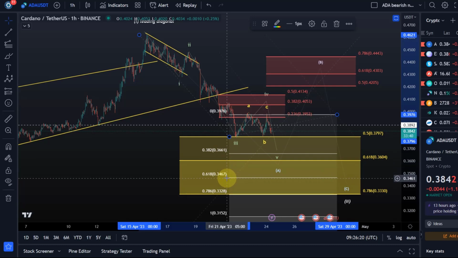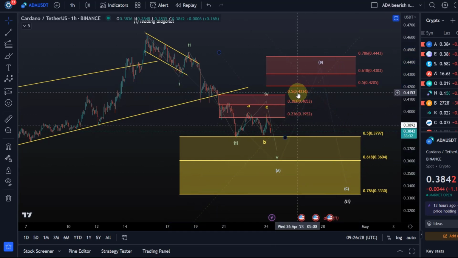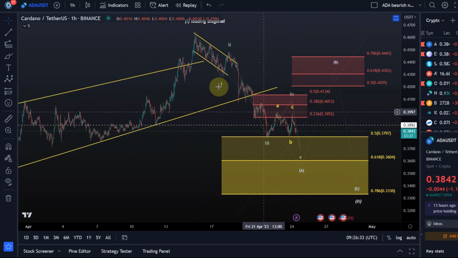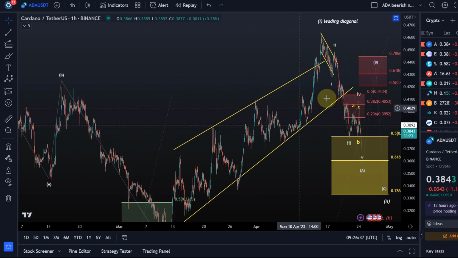They are all possible ways to calculate targets, but the lower we go, the more challenging it would be for this scenario, because the A wave would simply go too long. We would then need to rethink the structure here and maybe think about alternatives. But yeah, that's my update about ADA at the moment.